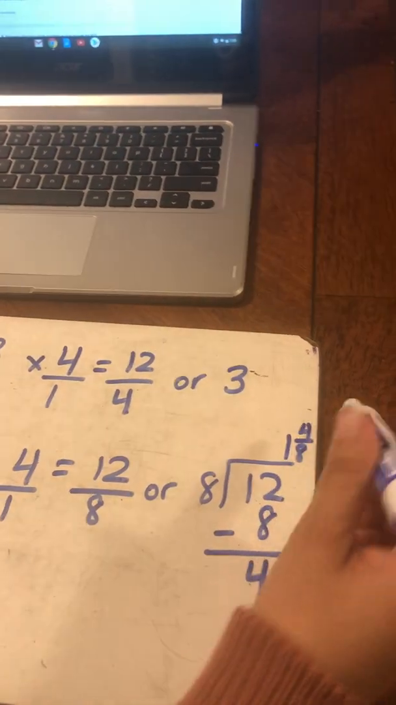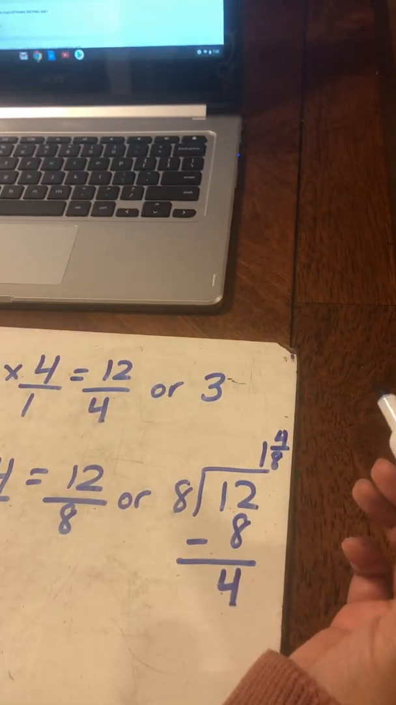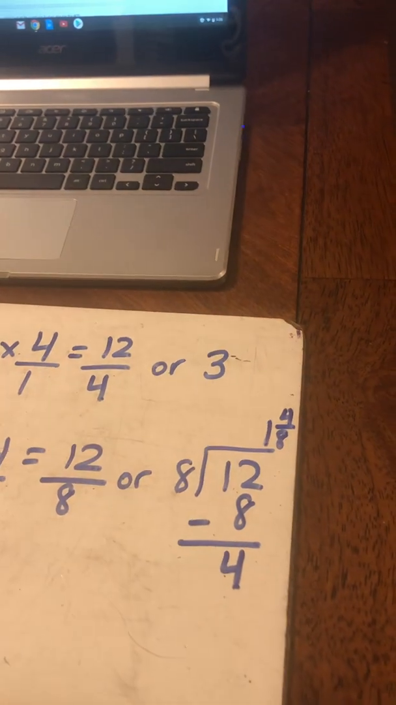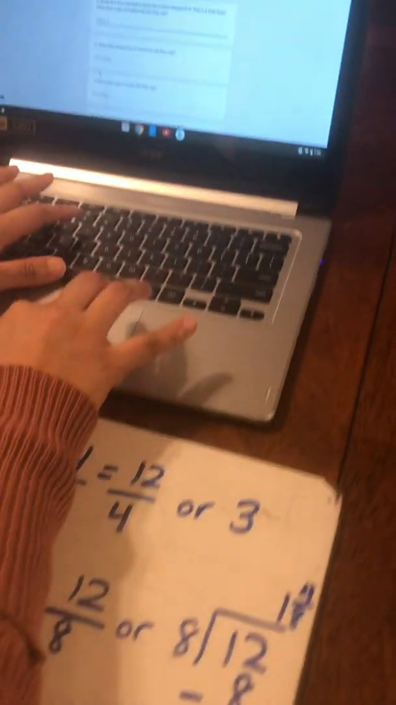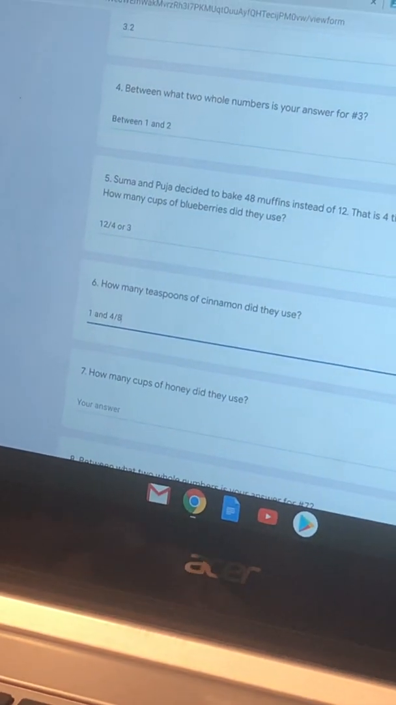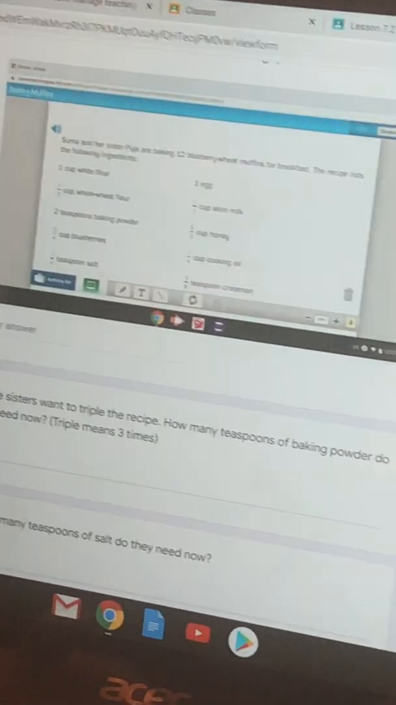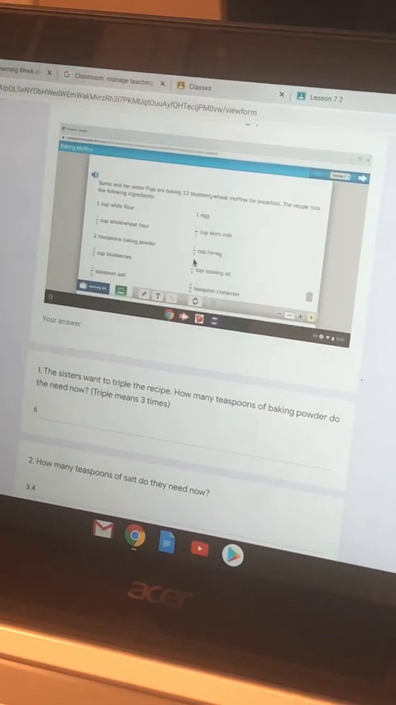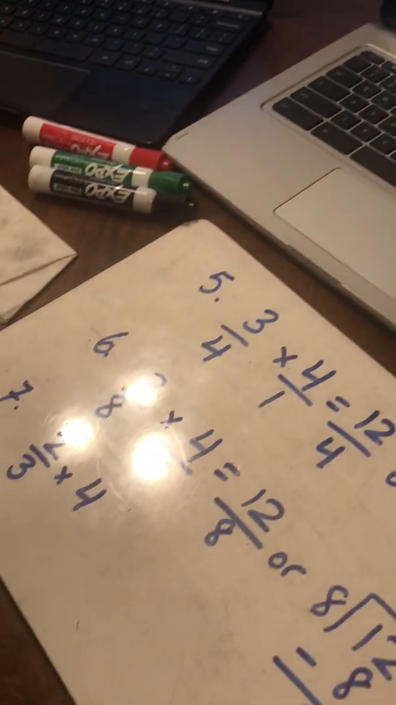Or you can, I don't know if you remember, but 4/8 is also an equivalent fraction for 1/2. So 1 1/2 would also be correct. Okay, so for number 6, we're gonna say 1 4/8. Number 7, how many cups of honey did they use? So I'm gonna look to see how much honey. 2/3. Okay, so number 7, 2/3 times 4.